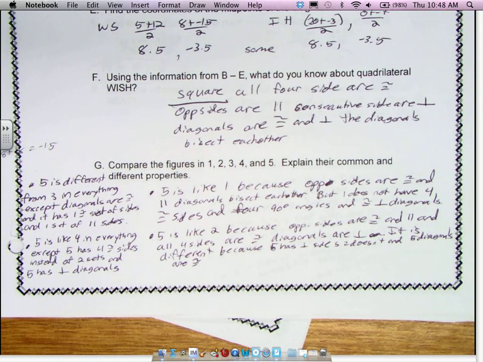I cannot read this. Lena, you got this all written down? Five is like 2 because 5 has long writing. So does 2.